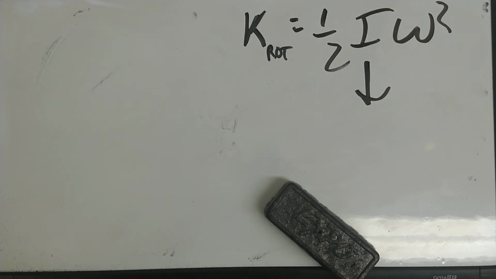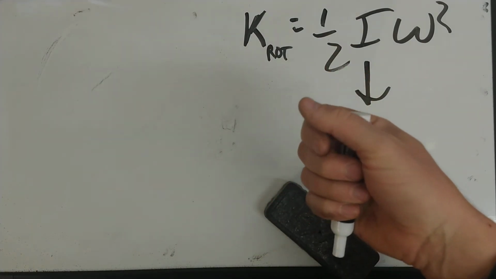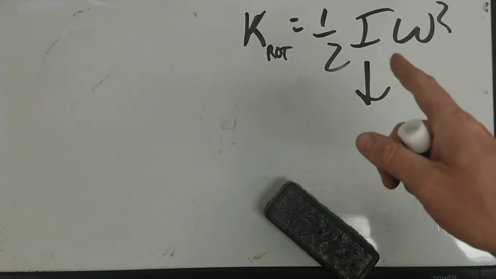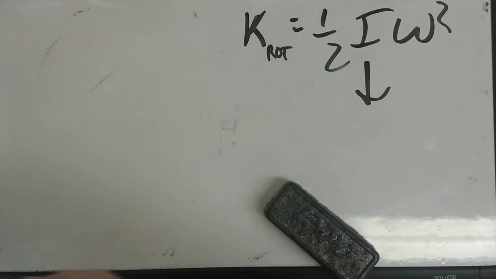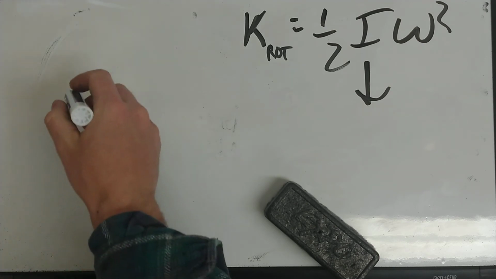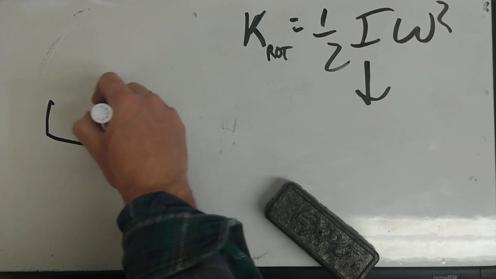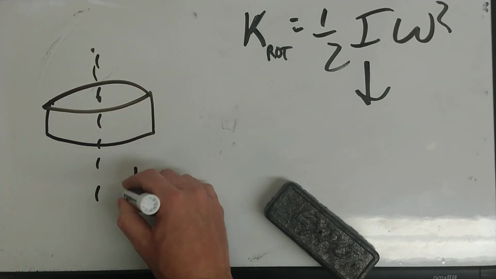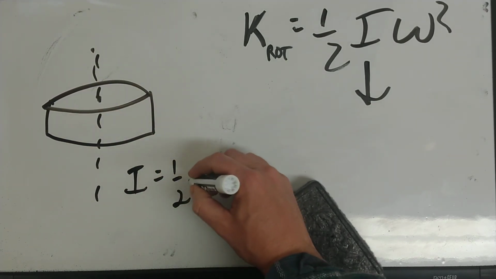All those moments of inertia that we give you in the table, the basic three are the hoop, the disc, and the sphere. Also a thin rod, like a meter stick being spun around. Those basic moments of inertia are usually given to you. When I give you the moment of inertia of the disk, it's always been rotated around the center, which is 1/2 mr squared.